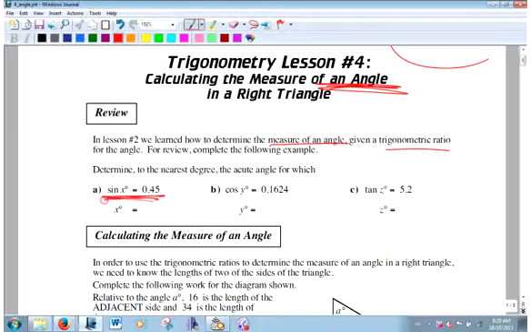Okay, so this says sine of some angle is 0.45. We've got to understand what that means. What does it say? Trig is just a bunch of ratios. For this triangle, there is some angle, x degrees, that gives me a ratio of 0.45.